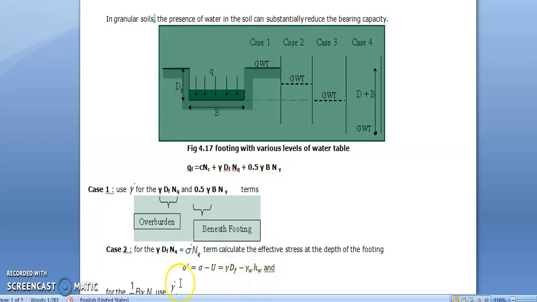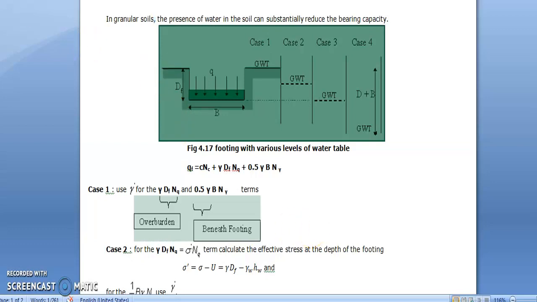So over here we are introducing sigma dash. What is sigma dash? We have studied this before. It stands for effective stress, which is given by sigma minus u. What is sigma? Sigma will be the unit weight of the soil into the depth of the foundation. So whatever is the depth of the foundation, that into unit weight will give you sigma. And what will be u? u will be given by gamma w into hw. So what will be hw? It's not marked here. hw will be from this dotted line to the foundation level. Is that understood?